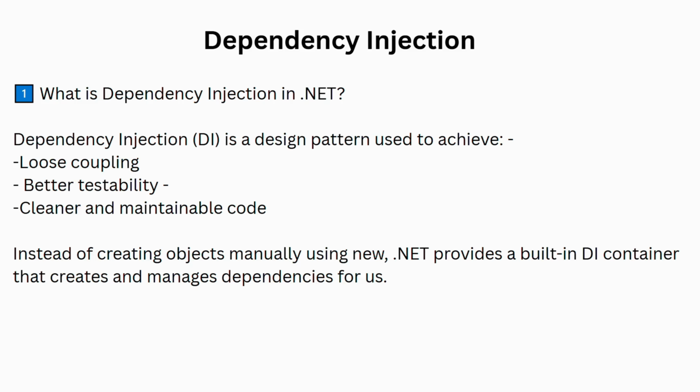What is tight coupling? Tight coupling is when you are creating an instance of that particular object directly. This is called tight coupling. In dependency injection, we do not directly create any instance of any particular service. We inject that service through interfaces. So that makes loose coupling.